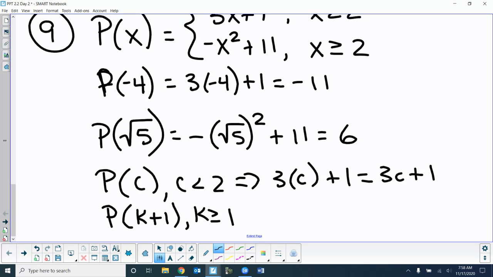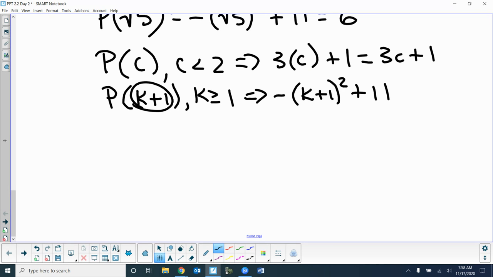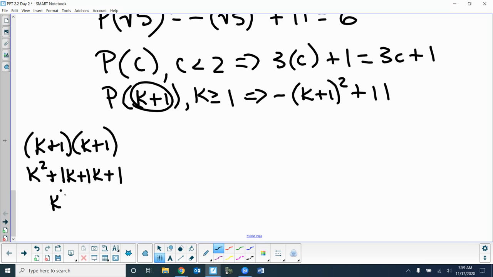All right? So we're going to put this right there. So that's negative, and then K plus 1 squared plus 11. Again, since K was 1 or bigger, if I put K of 1, it makes it P of 2, which fits in the bottom one. Now, when you square this, that means K plus 1 times K plus 1, which means you've got to FOIL it, right? K squared first, outside 1K, inside 1K, last 1. So it's K squared plus 2K plus 1.